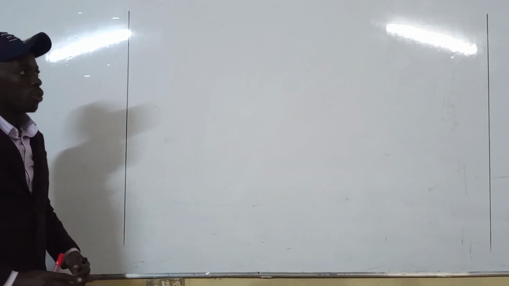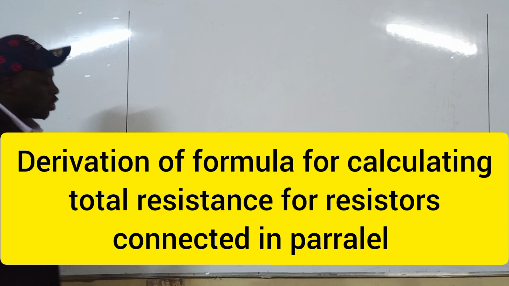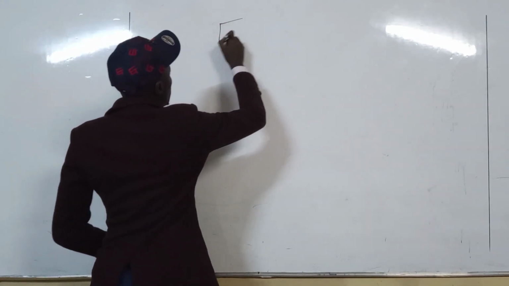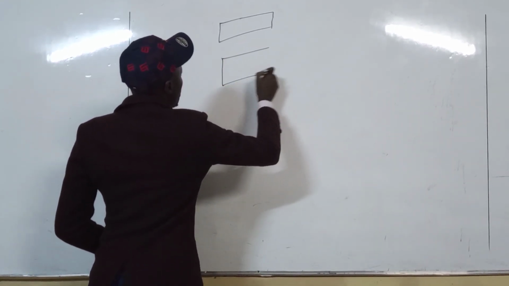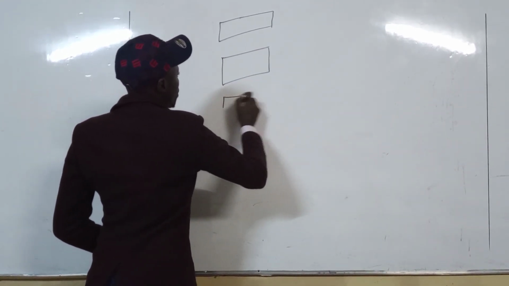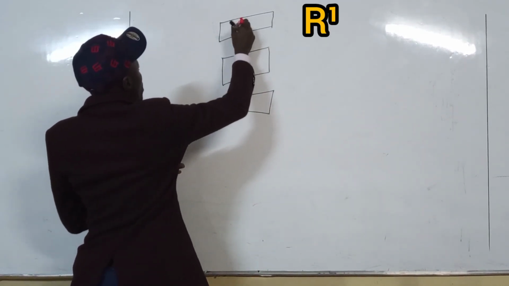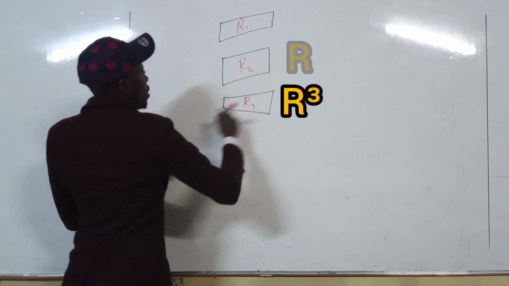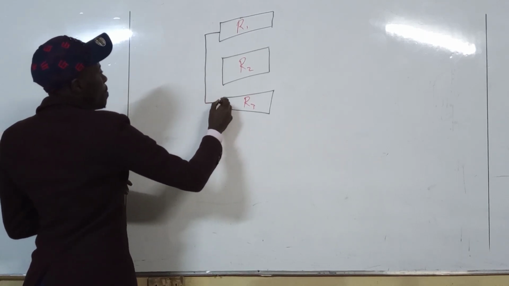So today we want to know how to determine the total resistance for resistors in parallel. We are going to consider three resistors in parallel. Let's call them resistor 1, resistor 2, and resistor 3. For those three resistors, we have a circuit.